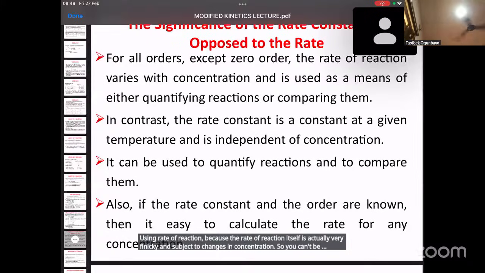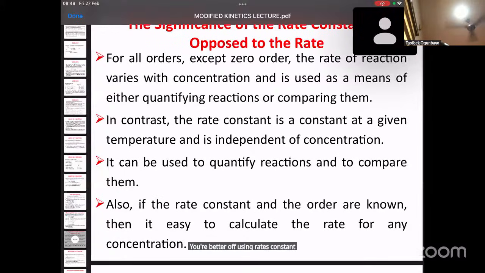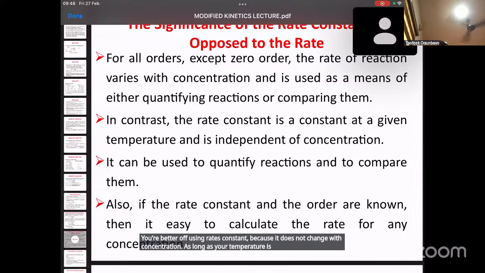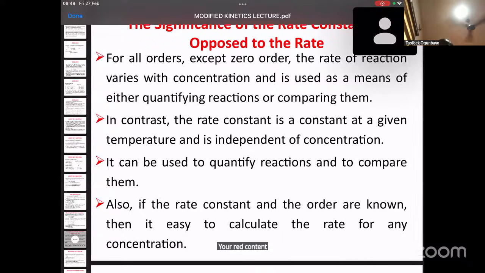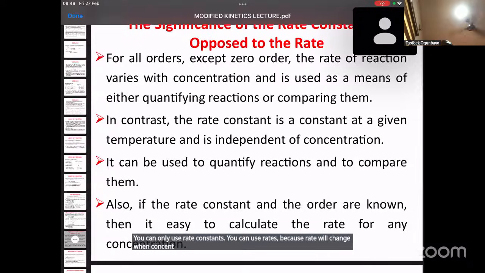You want to compare two reactions, you can't be using rate. You're better off using rate constant because it does not change with concentration. As long as your temperature is constant, your rate constant is also a constant. And that is what you can use. If you want to check how fast a particular reaction is, you can only use rate constant. You can't use rate because rate will change when concentration changes, but rate constant does not.